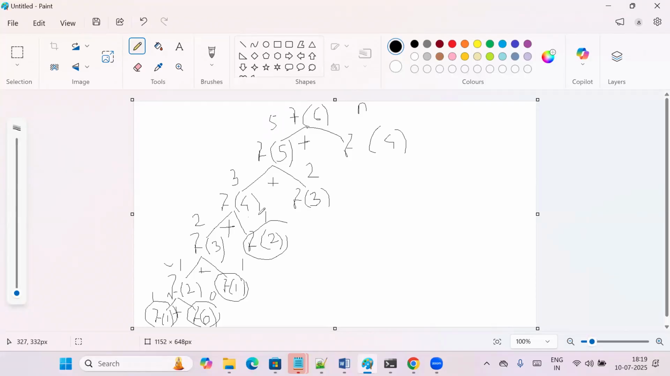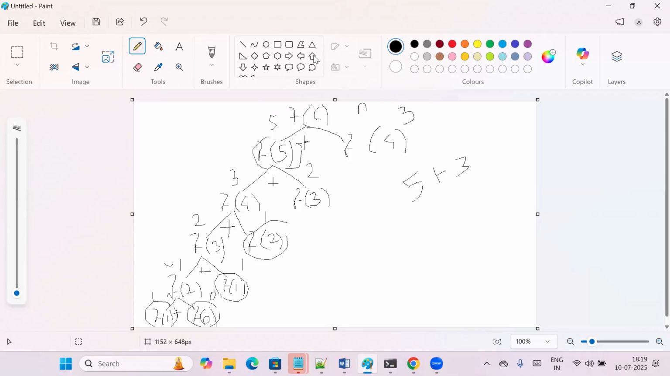Now, what is the value of f of 4? Just now we have calculated 3, guys. Now here you got 5 and here you got 3. So 5 plus 3, the answer is 8. Once you find the left subtree, you don't need to find the right subtree here.